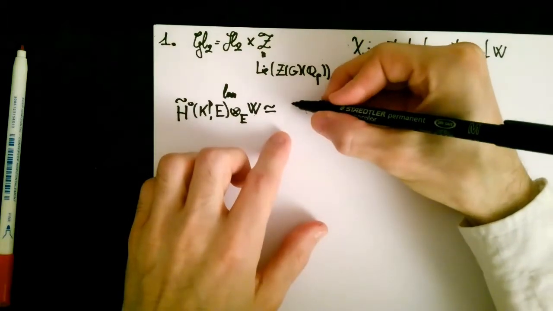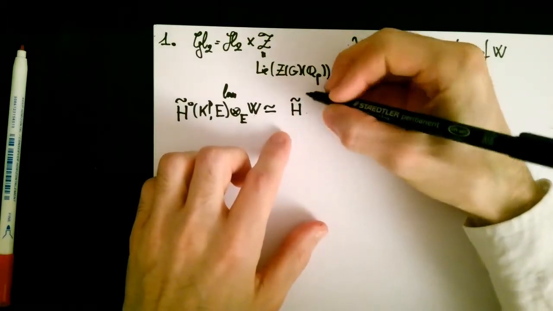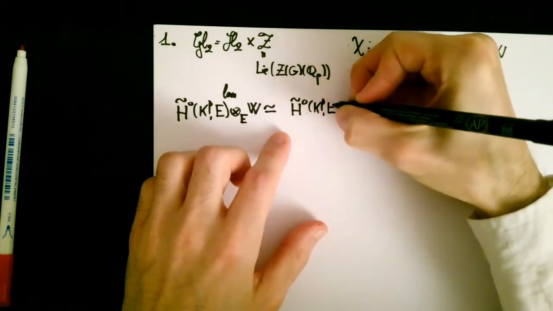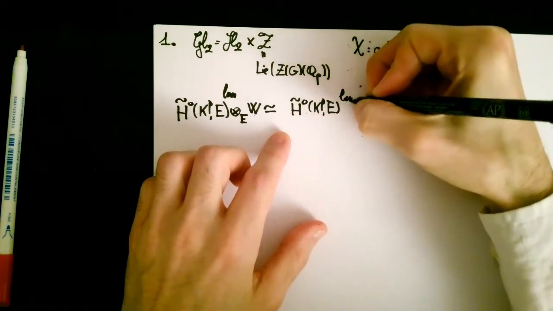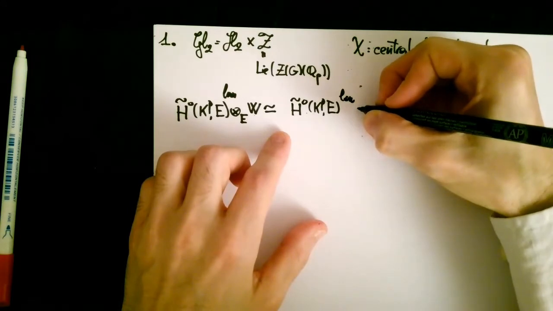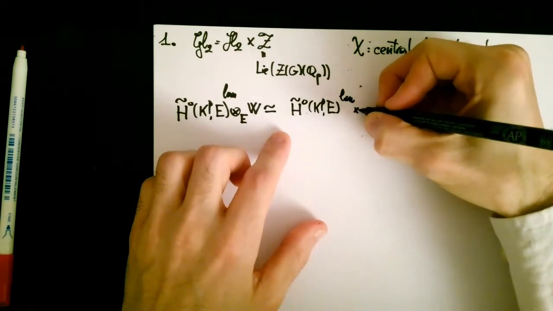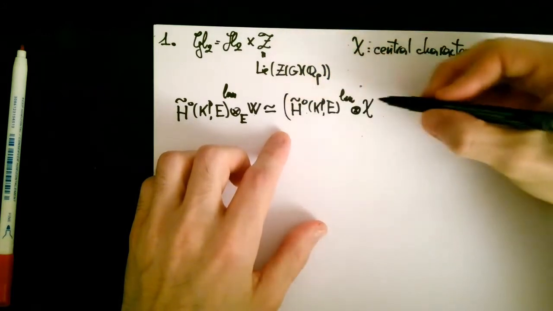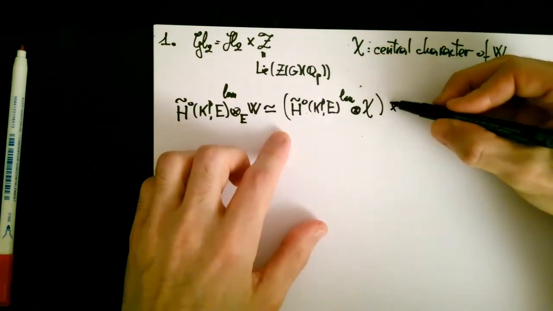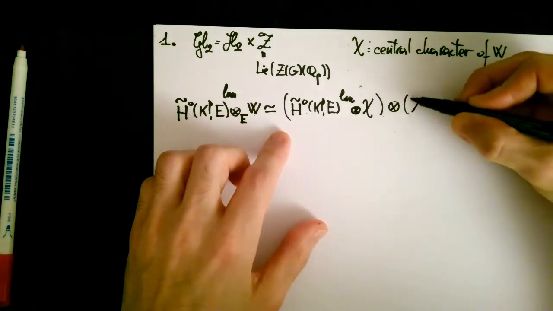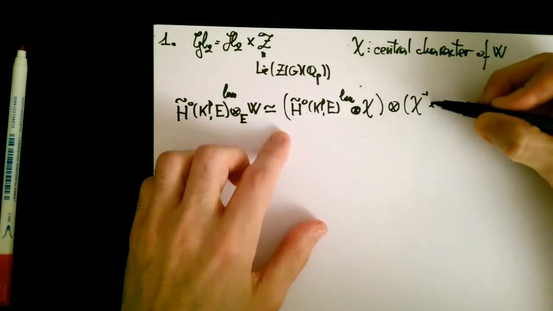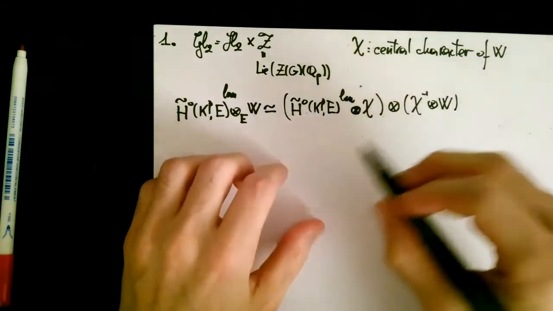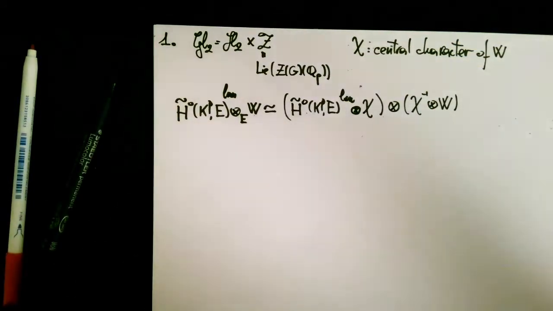So it means the following. It means that here I can consider H^0 tilde of K^p, E locally analytic, tensor chi, tensor chi^-1 tensor W. So what is the advantage of this writing? The advantage is the following.